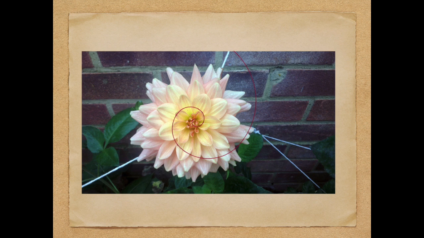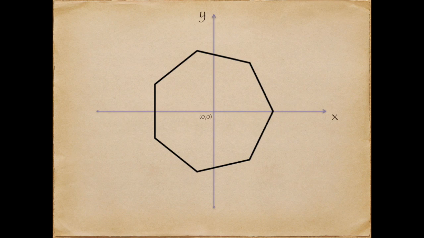Polar coordinates have even been used to model the grid of some flowers and shells. What exactly are polar coordinates? Some shapes, like the heptagon, can be hard to represent on a Cartesian grid. Therefore, we can use polar coordinates to help us simplify this process.